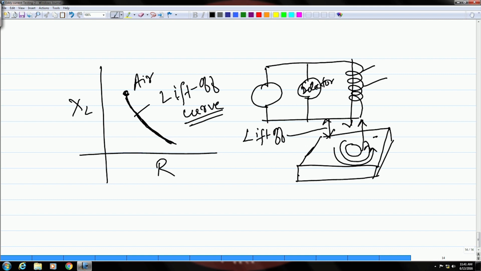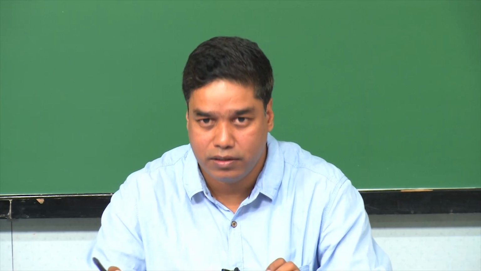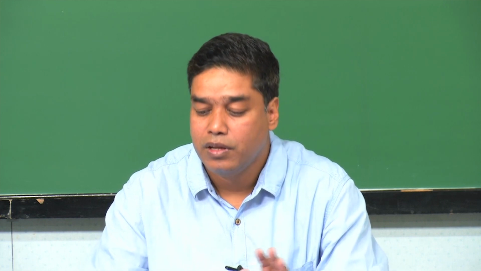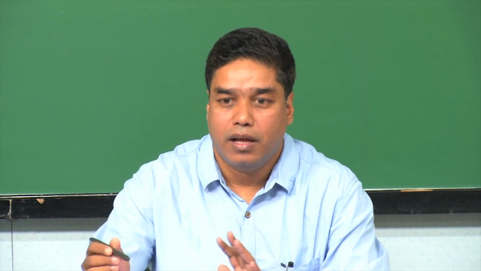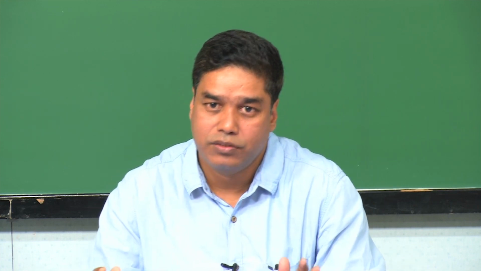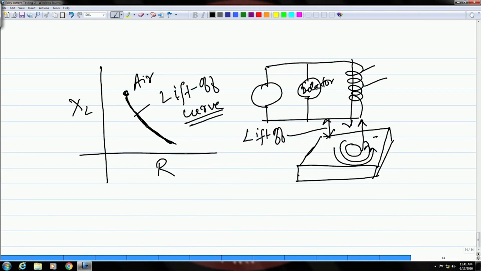Let us say there is no defect on the surface, it is defect free. So, there will be no change in the eddy current, and as a result there will be no change in the impedance of the coil. Okay. So, you will not see anything apart from this lift off curve. So, as you move along the surface, the signal will move back and forth along this lift off curve only. Okay.